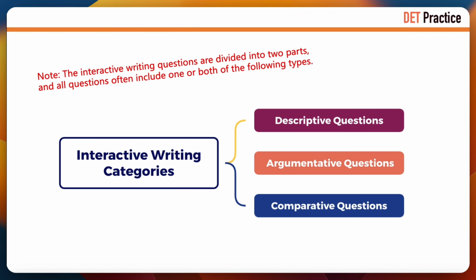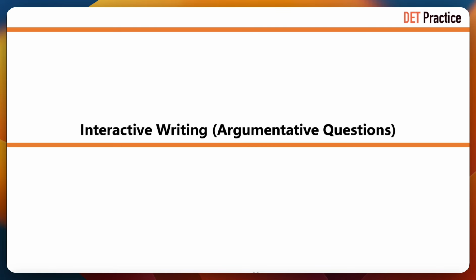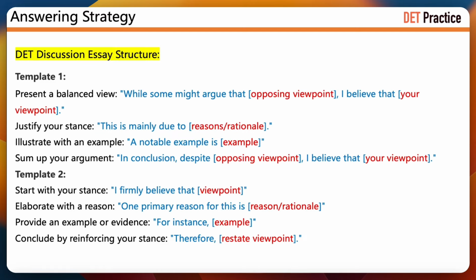First, let's focus on the argumentative questions in the interactive writing section. When crafting a Duolingo English Test discussion essay, you have 2 effective templates to choose from. Each offers a structured approach to presenting your argument clearly and persuasively. Template 1 emphasizes a balanced perspective. You begin by acknowledging an opposing viewpoint, then asserting your own stance. This approach demonstrates your ability to consider multiple angles. You'll then justify your position with solid reasoning, provide a concrete example to illustrate your point, and conclude by reaffirming your stance while acknowledging the counterargument.